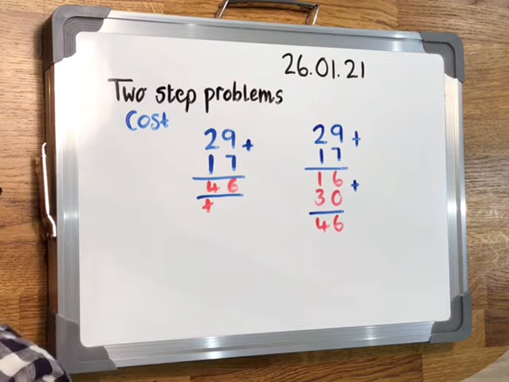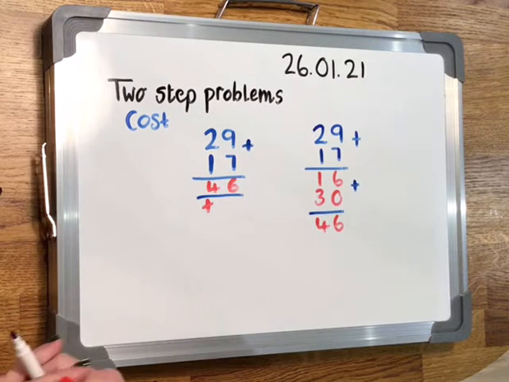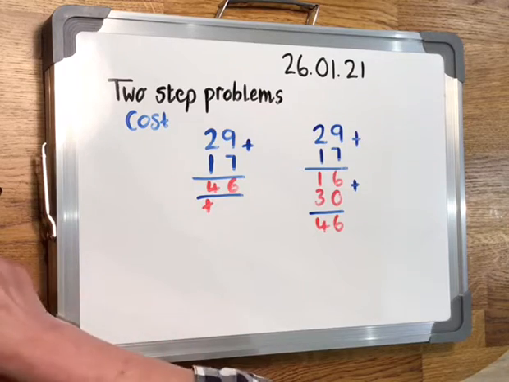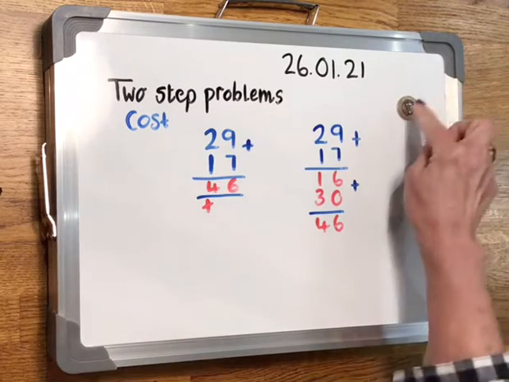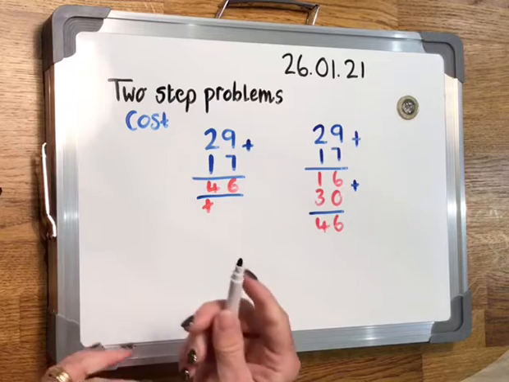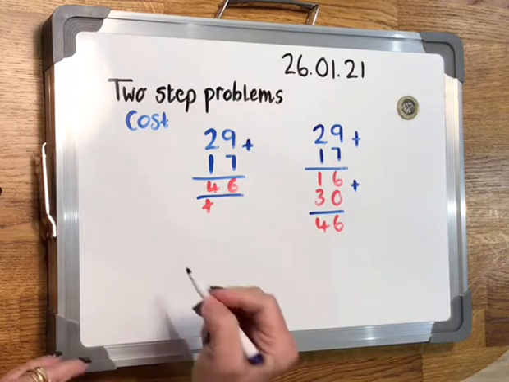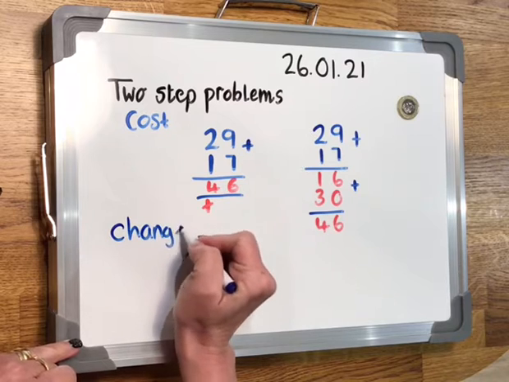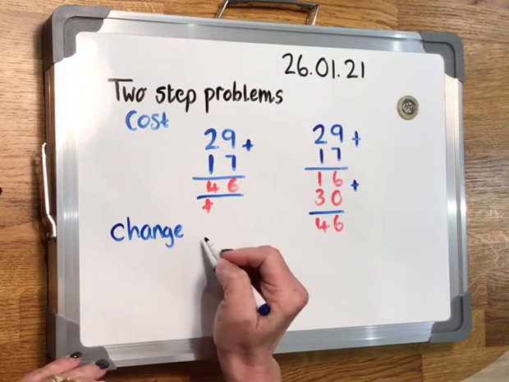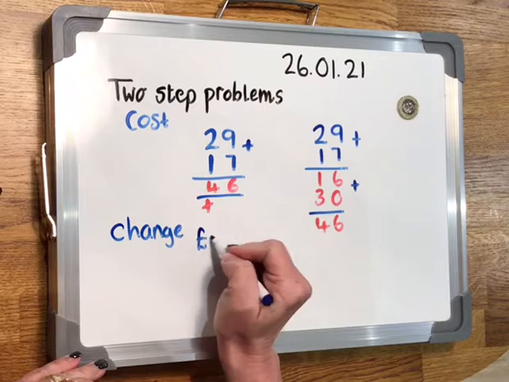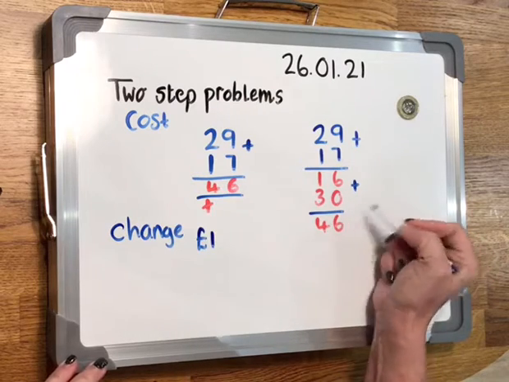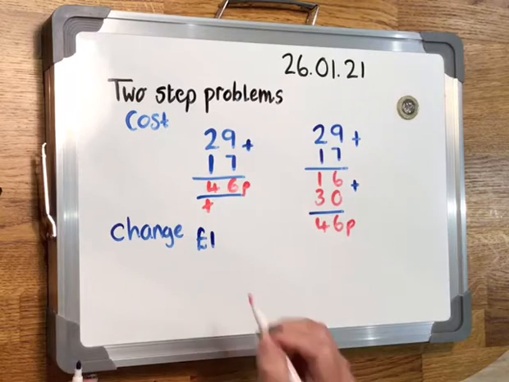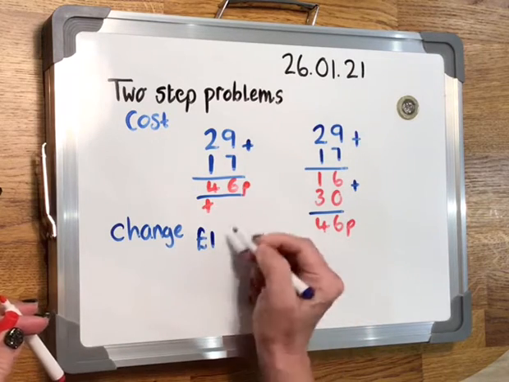Now I know how much I'm spending, how much my items cost. I need to work out how much change I'm going to get from my pound. There's my pound, and remember that £1 has 100 pennies in it. So I've now got to do a subtraction. So I'm going to write my change on here. So my number sentence is going to be £1, and I'm spending 46p. I should have put the p on there so we both know that it's p. So take away 46p.